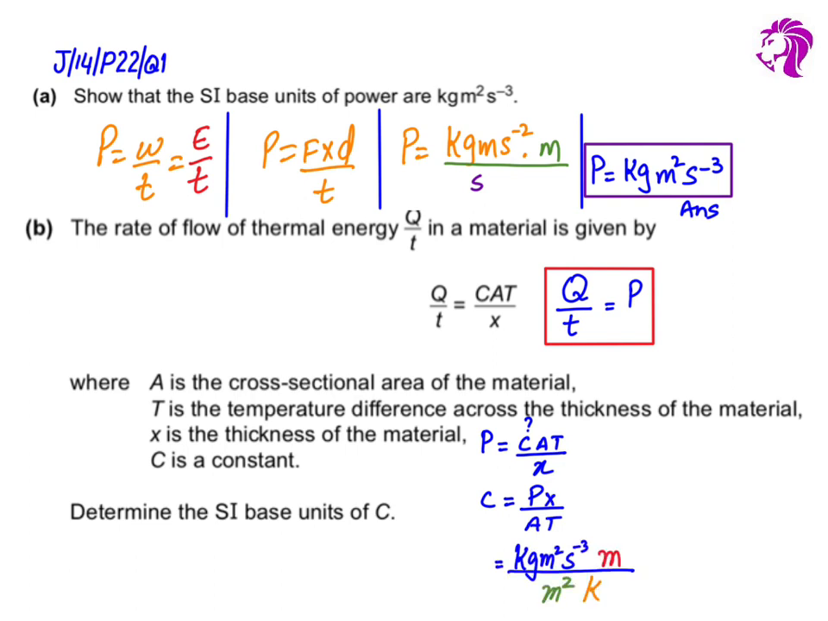Now the unit of power, as I have proved up there, is what? It is kg m2 s minus 3. God forbid if I was not able to prove this, I could have used these units directly over here. So power is kg m2 s minus 3.